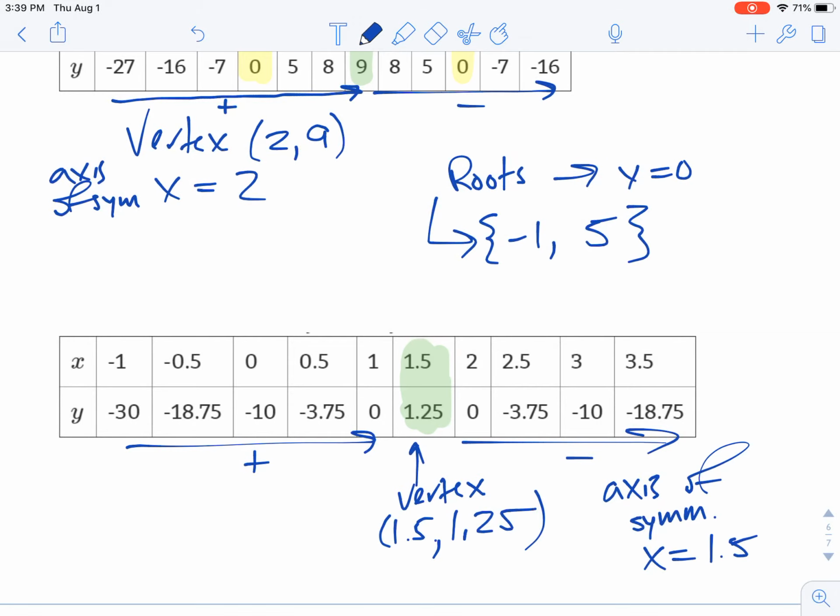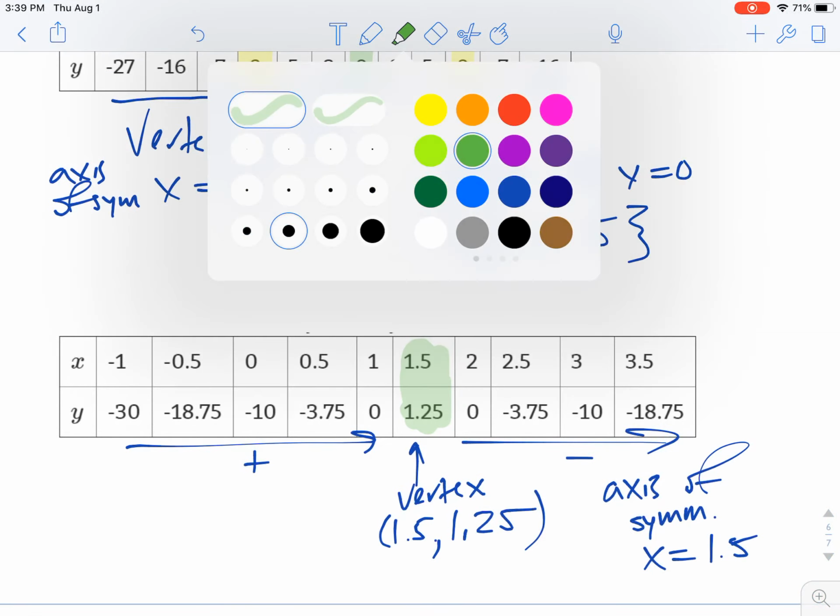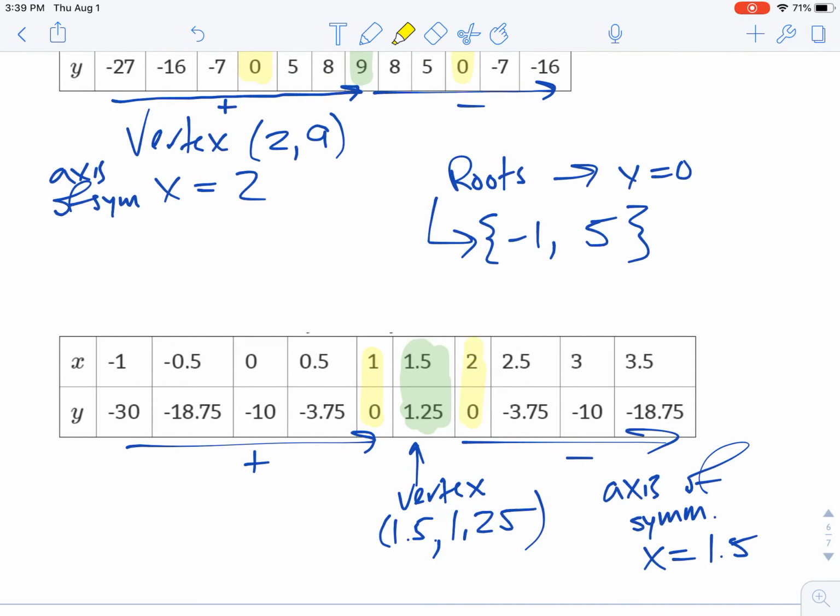x coordinate, 1.5. And then again, for our roots, we look to see where is y equal to 0, and that happens at 1 and 2. So our roots, or our x-intercepts, are at x of 1 and x of 2.